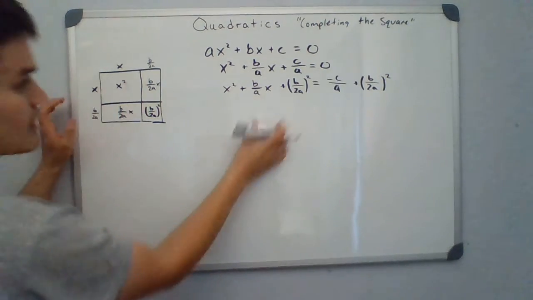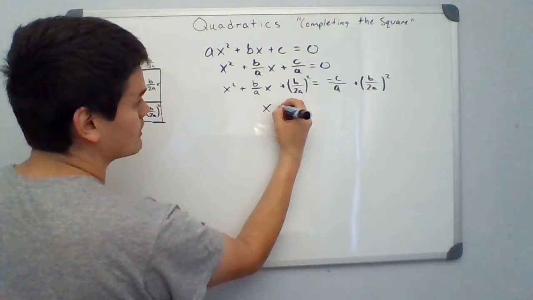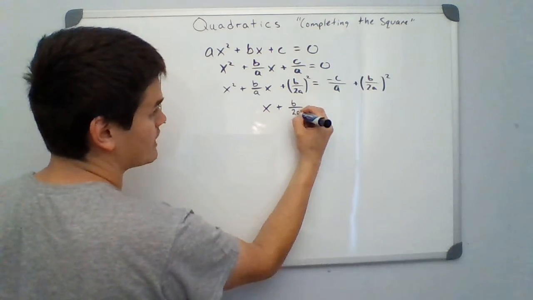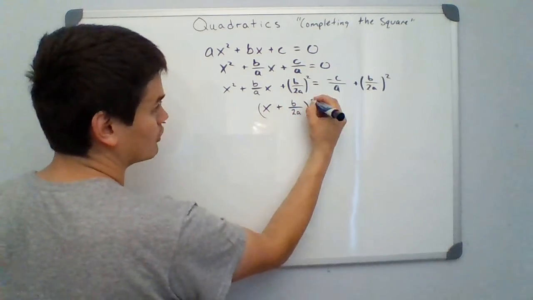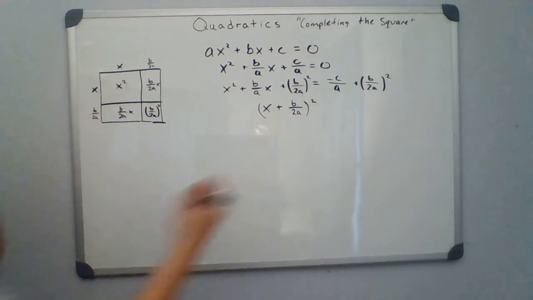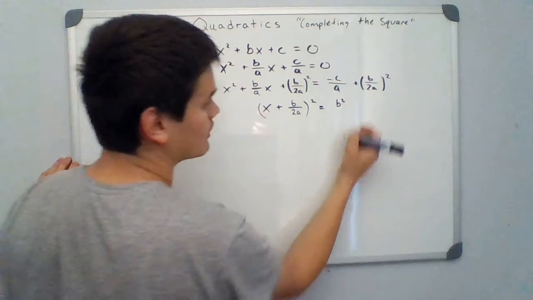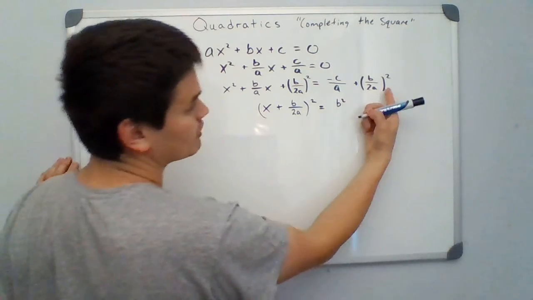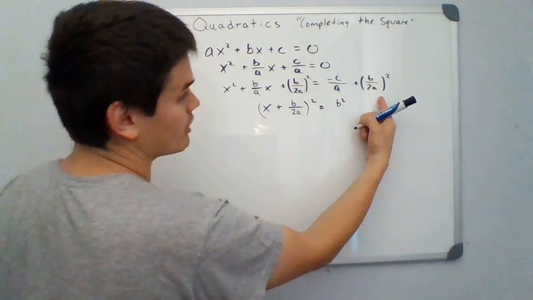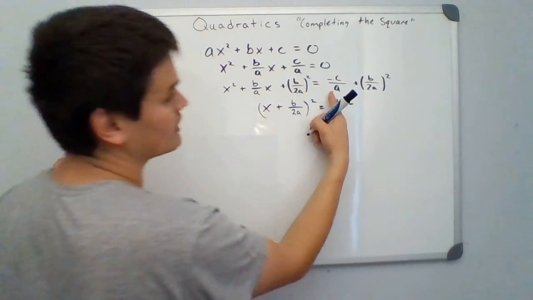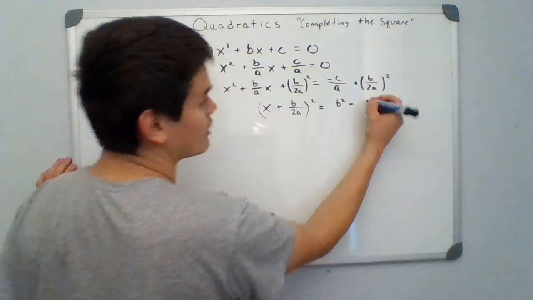So I can contract this into x plus b divided by 2a squared. That was the goal here. And this part is going to be b squared, so it's going to be b squared over 4a squared. But if I want to combine the fractions, I'll have to multiply this by 4a in the numerator and the denominator.